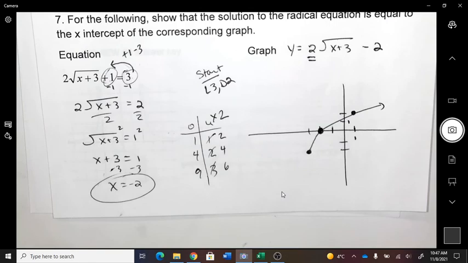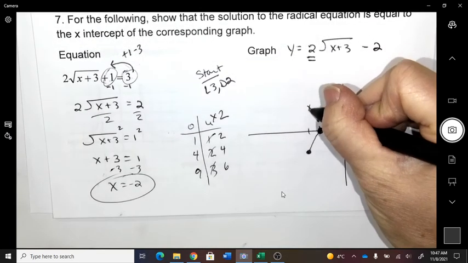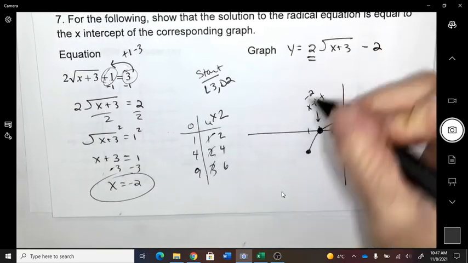And on this one, you know what's nice? You're going to know if you're right or wrong. Because what's my x-intercept? Negative 2.